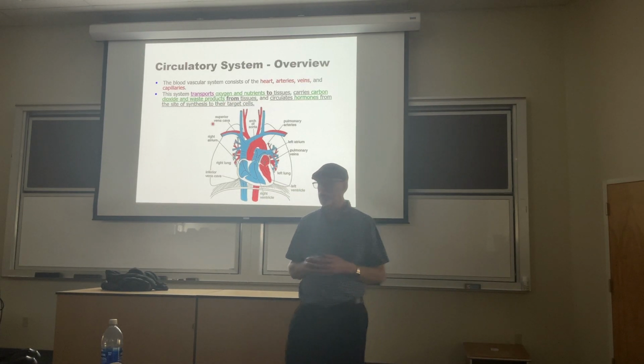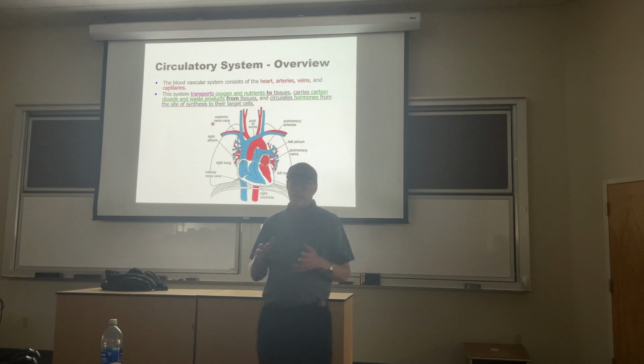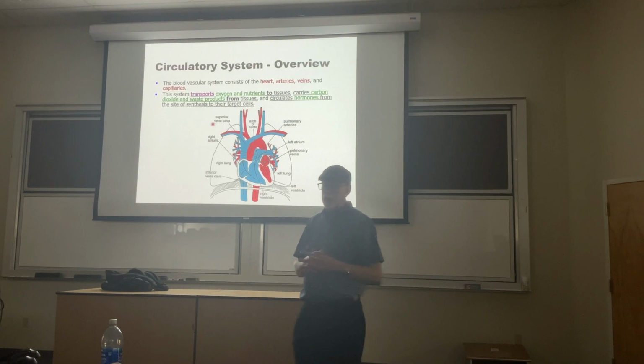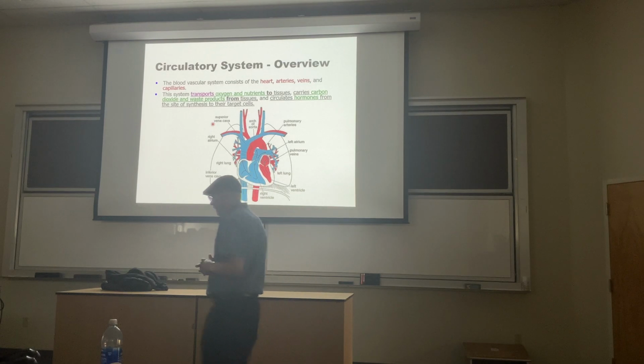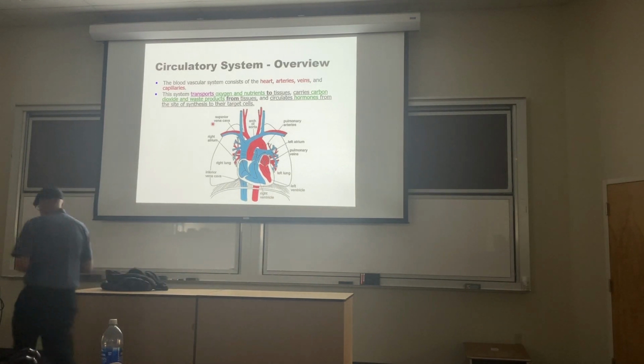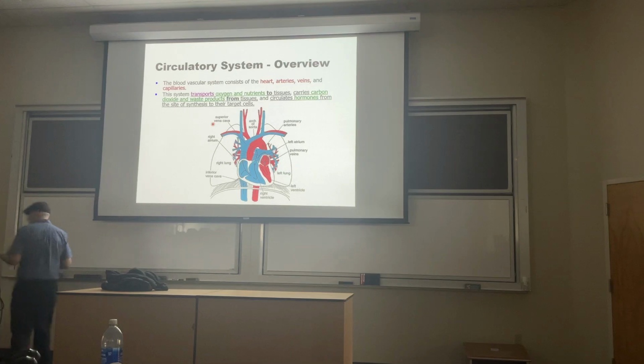Oxygen constantly. If they don't have oxygen for a matter of about 4 minutes, they'll start to die, like the brain and the heart itself and the kidneys. And so it's absolutely critical that we maintain this circulation.